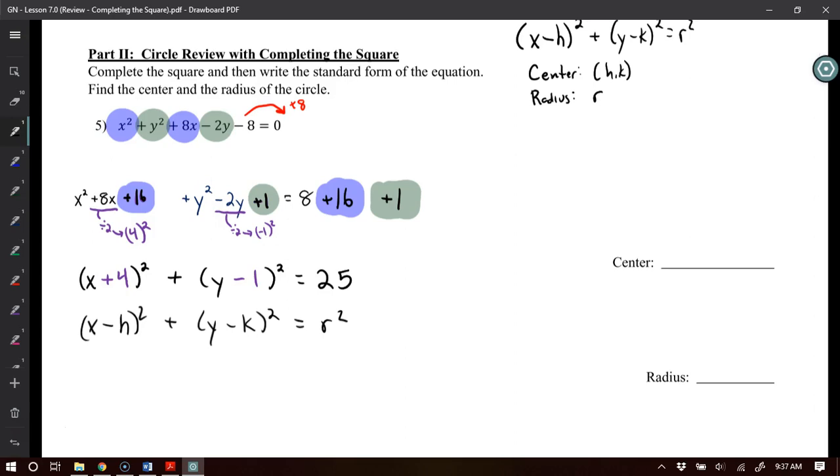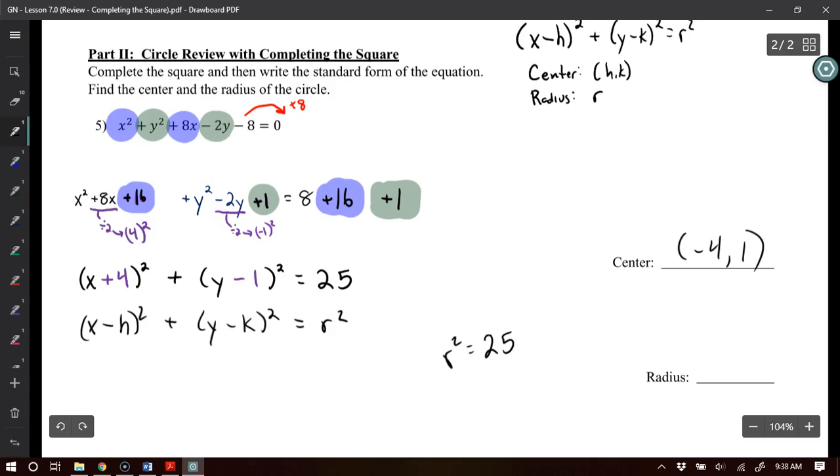I just complete the square for the x term and for the y term, to make sure I balance the right-hand side. So my center is going to be negative 4, 1. If r squared equals 25, I'm going to take the square root of 25, which is 5, and now I have the equation of the circle, and I have the center, and I have the radius for it.